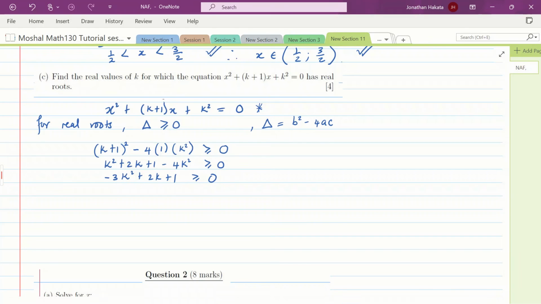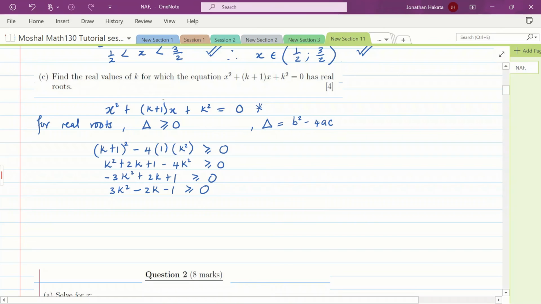So what we do is we divide everywhere by negative. This becomes 3k squared minus 2k minus 1 is greater or equal to 0. Okay, so then if we factorize, this is the usual quadratic expression that you guys are used to.